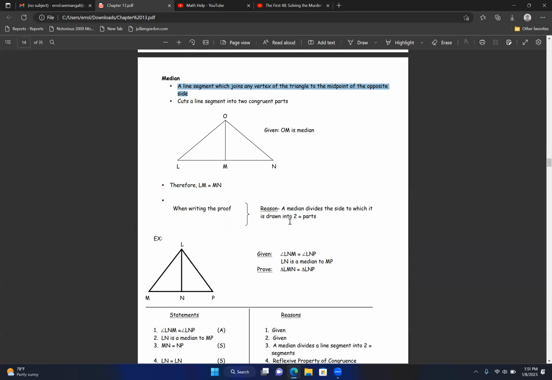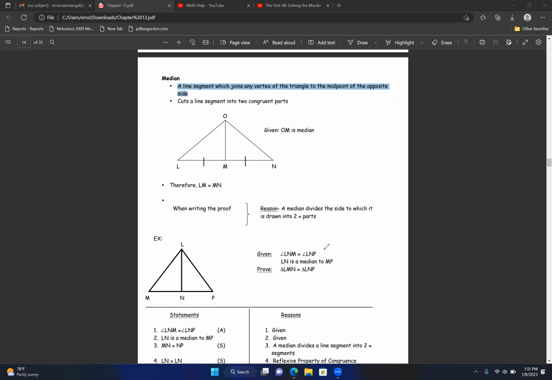So let's see here. Okay, so here's your triangle, OLM. They say given OM is the median. So all that means is that this equals this. It's kind of similar to midpoint. A median divides the side to which it is drawn into two parts.